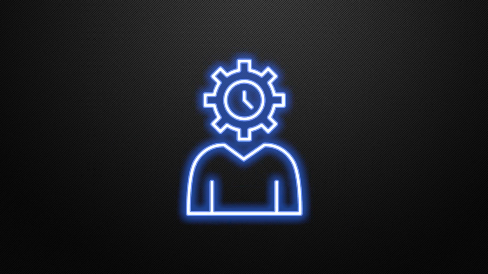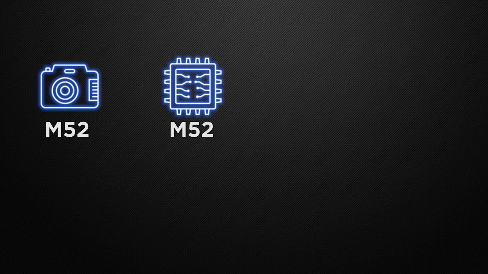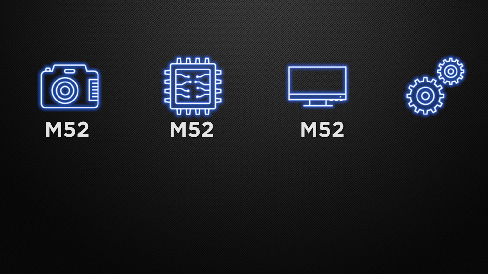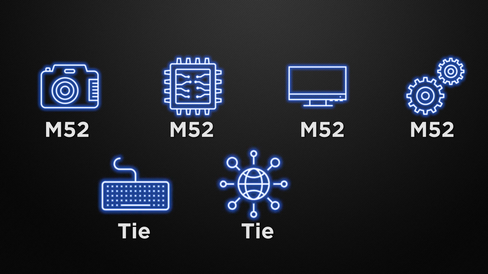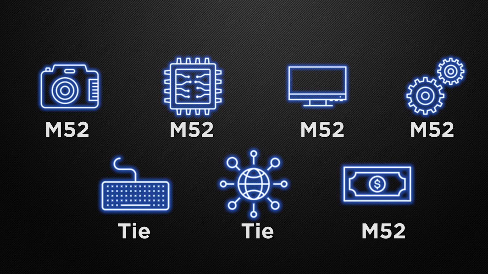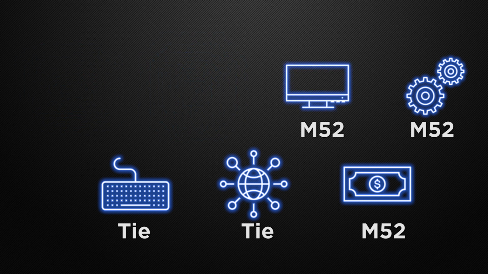So the conclusion of the video is, in the camera the winner here is M52, in the performance the winner here is M52, in the display the winner here is M52, in the body segment the winner here is M52, in the features of the device it's a tie, in the communication chips it's a tie, and about the prices the winner here is M52. So the decision is totally yours, which device you like the most so far, and let me know in the comment below what you think, which device is better for you.